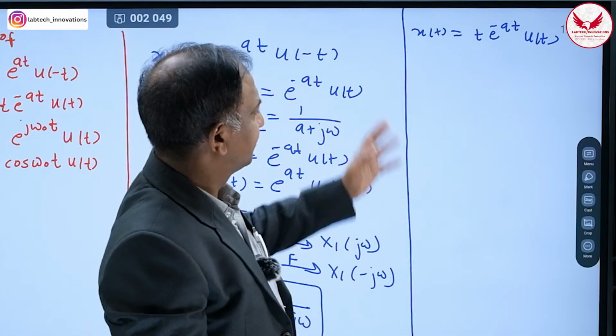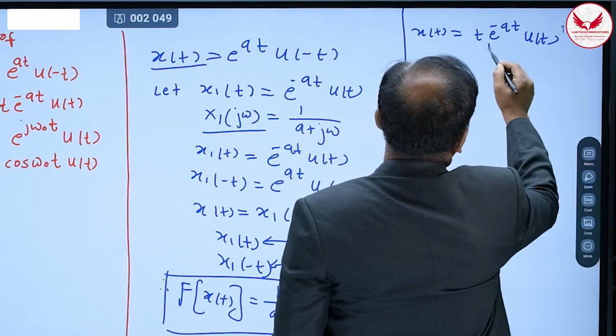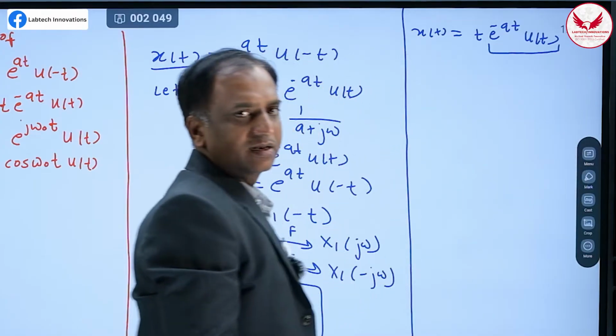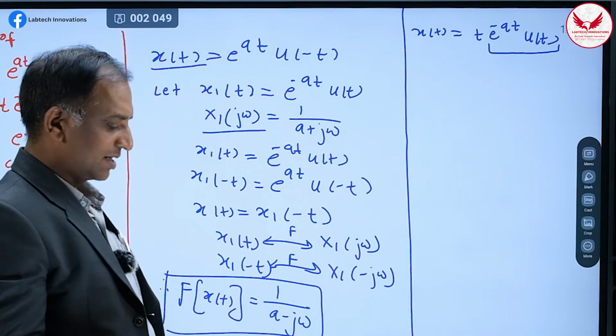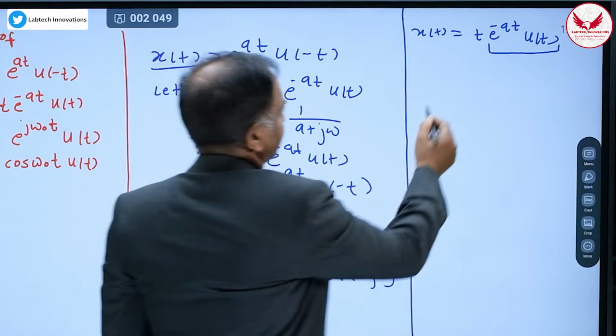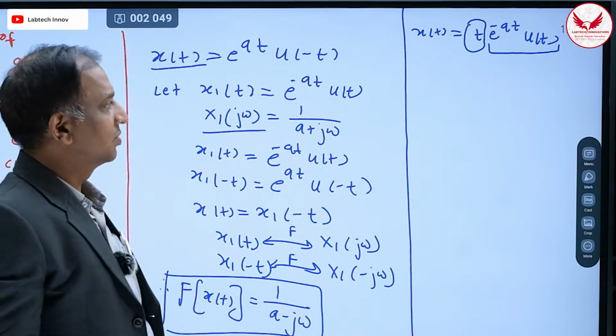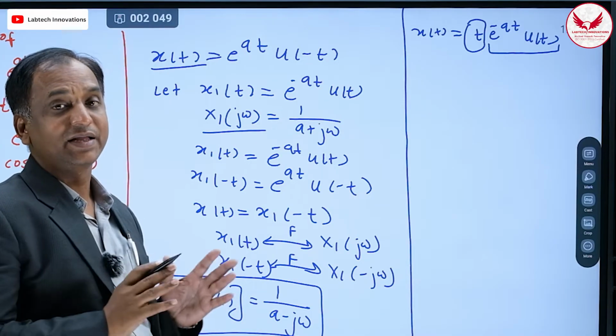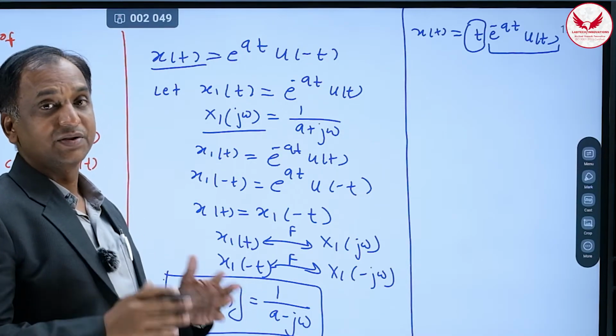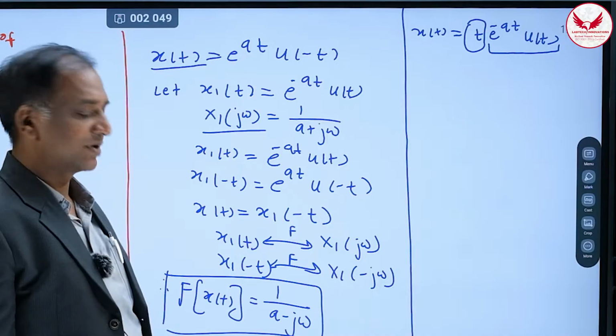So if you look at this problem, you will see that e raised to minus at u of t is a common signal, and that signal is multiplied by t in the time domain. If you recall the properties, you will know that when the signal is multiplied by t in the time domain, it is equivalent to differentiation in the frequency domain.